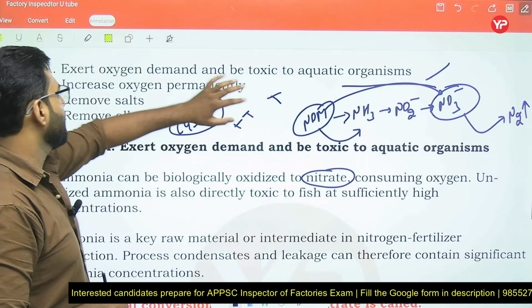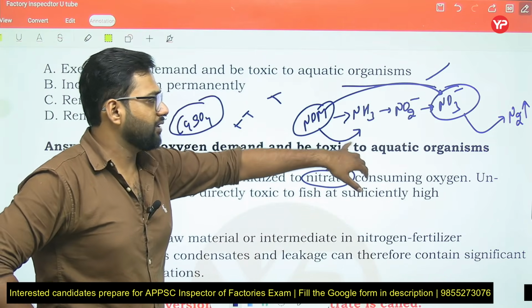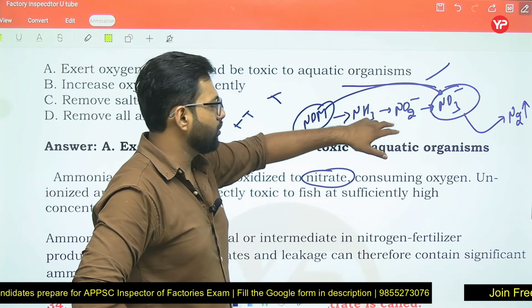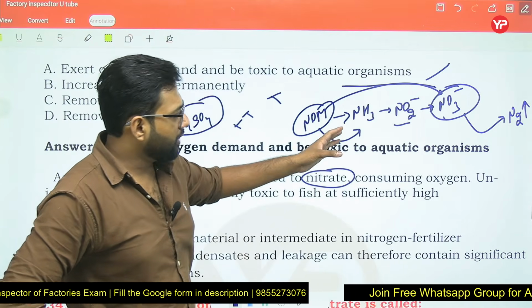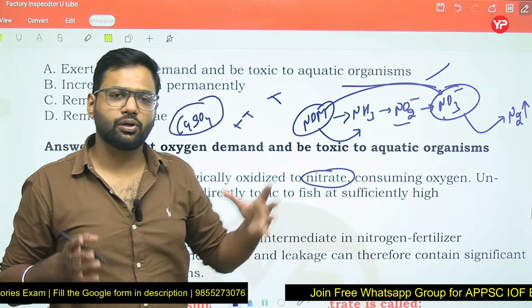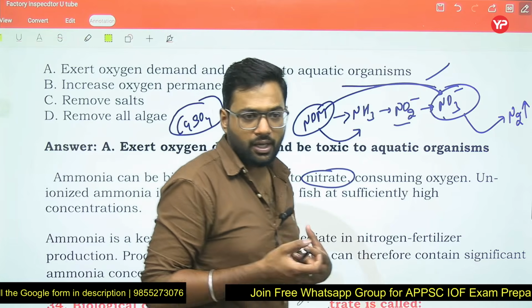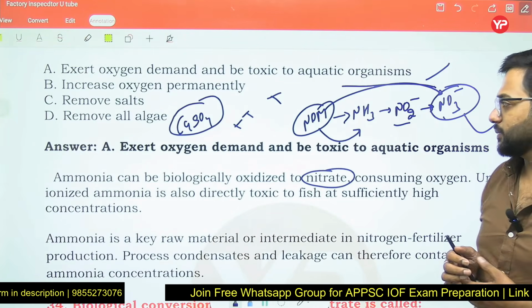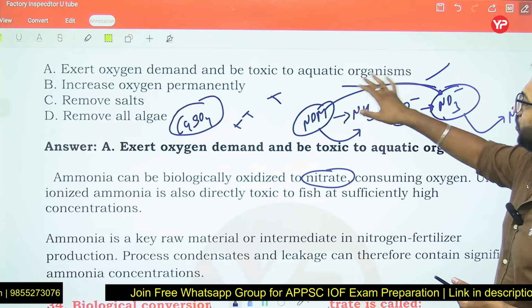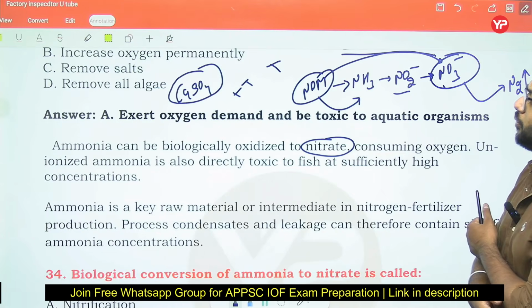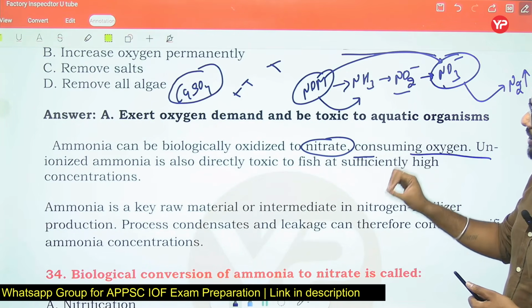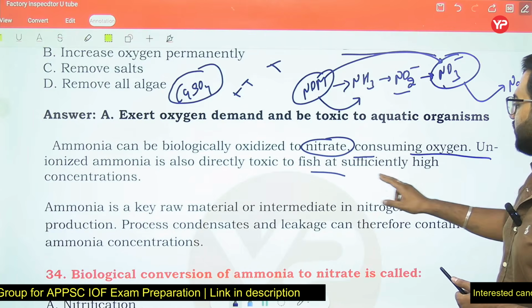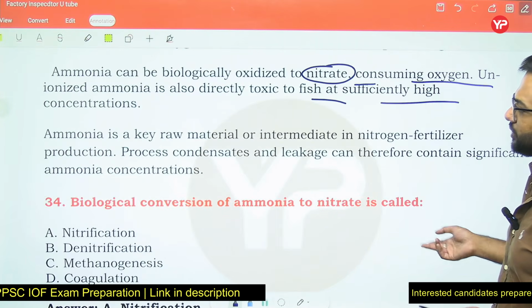Remember this point. This conversion takes place like ammonia to nitrite and nitrite to nitrate, and this is aerobic decomposition, so this reaction takes place in the presence of oxygen. So consumption of oxygen takes place, and that will be toxic to the aquatic organisms. Ammonia can be biologically oxidized to nitrate consuming oxygen. Unionized ammonia is also directly toxic to fish at sufficiently high concentration, right?